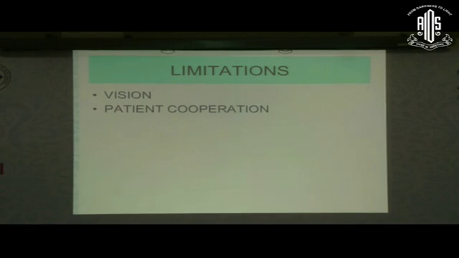So if the patient's vision is OD 6/6, OS 3/60, what test will you use? Modified Krimsky. Fantastic. If you don't have a prism box, what will you use? A Hirschberg. Yeah, fantastic. Right.